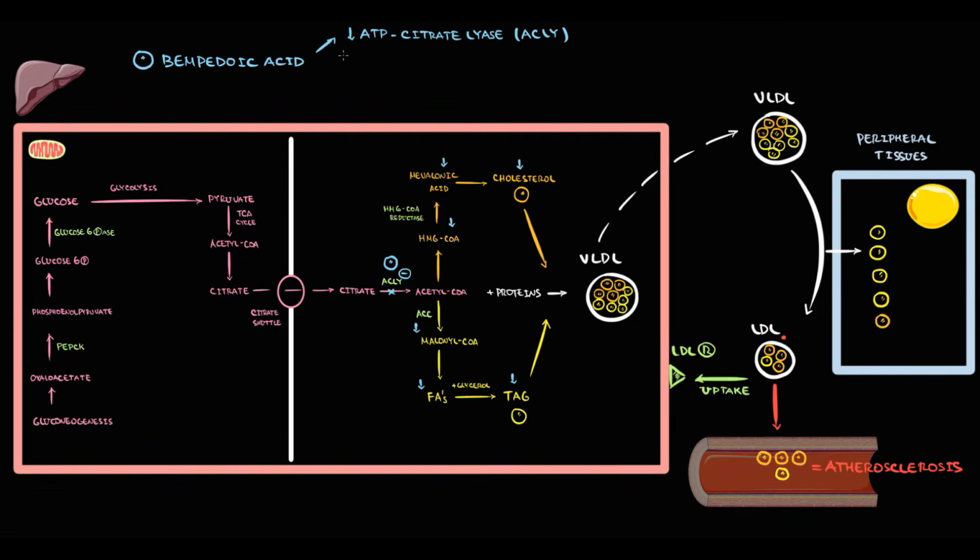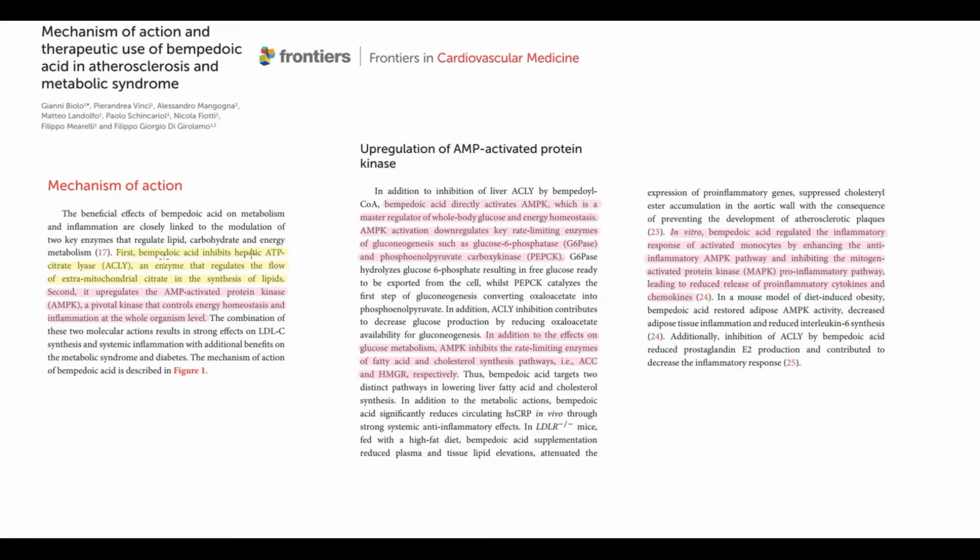So, as we see, by inhibition of ATP-citrate lyase, bempedoic acid reduces the production of cholesterol and triacylglycerols. And exactly inhibition of ATP-citrate lyase we consider as the major lipid-lowering mechanism of this drug. But as we know, bempedoic acid has a second mechanism of action. This drug also stimulates the function of AMP-activated protein kinase.